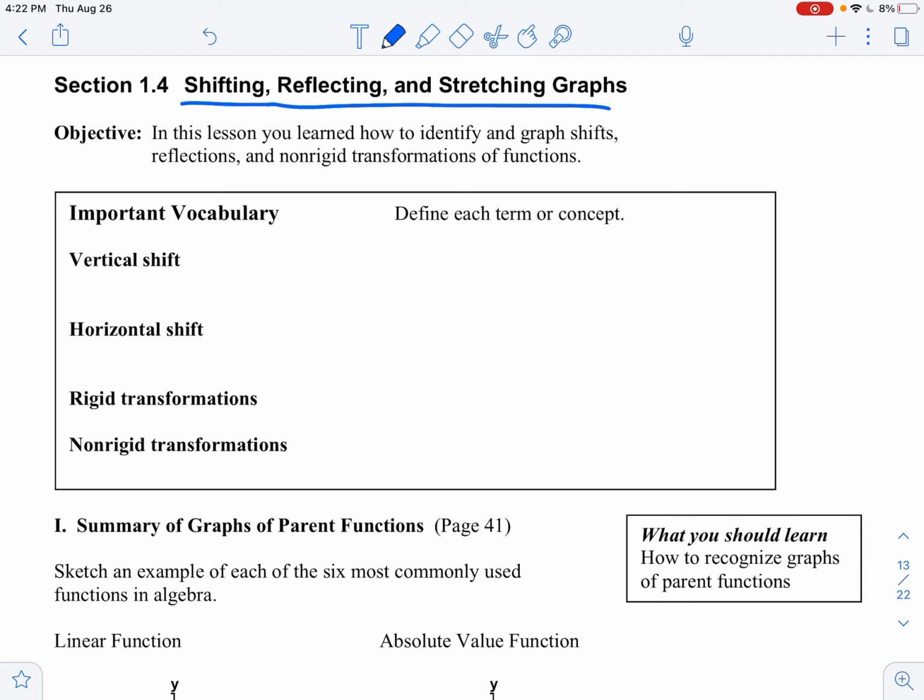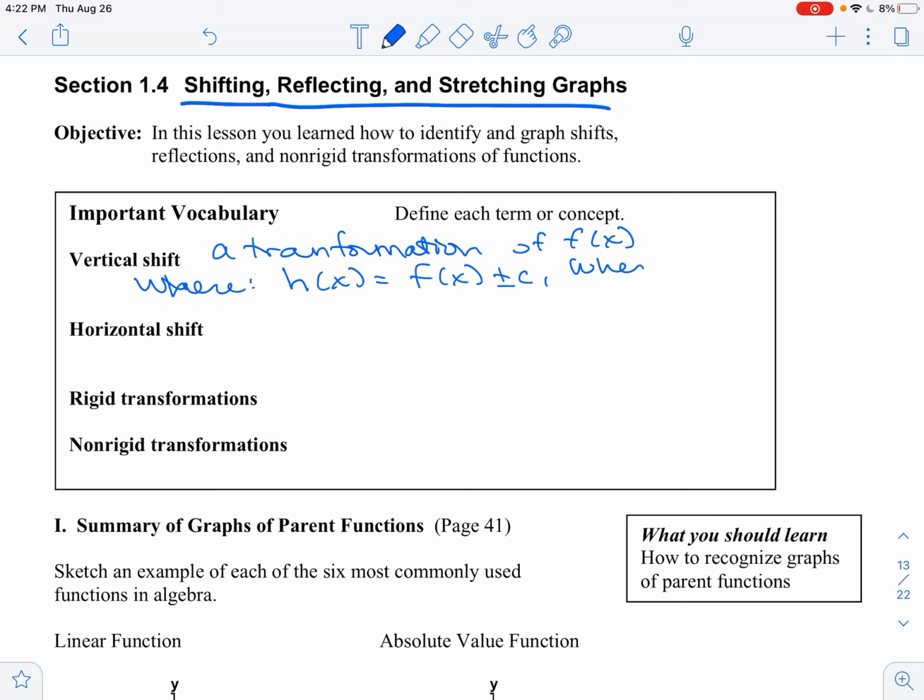Okay. And so let's talk about what's a vertical shift. Remember that anything that changes a graph is just called a transformation. So a vertical shift is a transformation of the function where a new function, h of x, is the old function f of x plus or minus some value of c, where it moves f of x up or down c units.